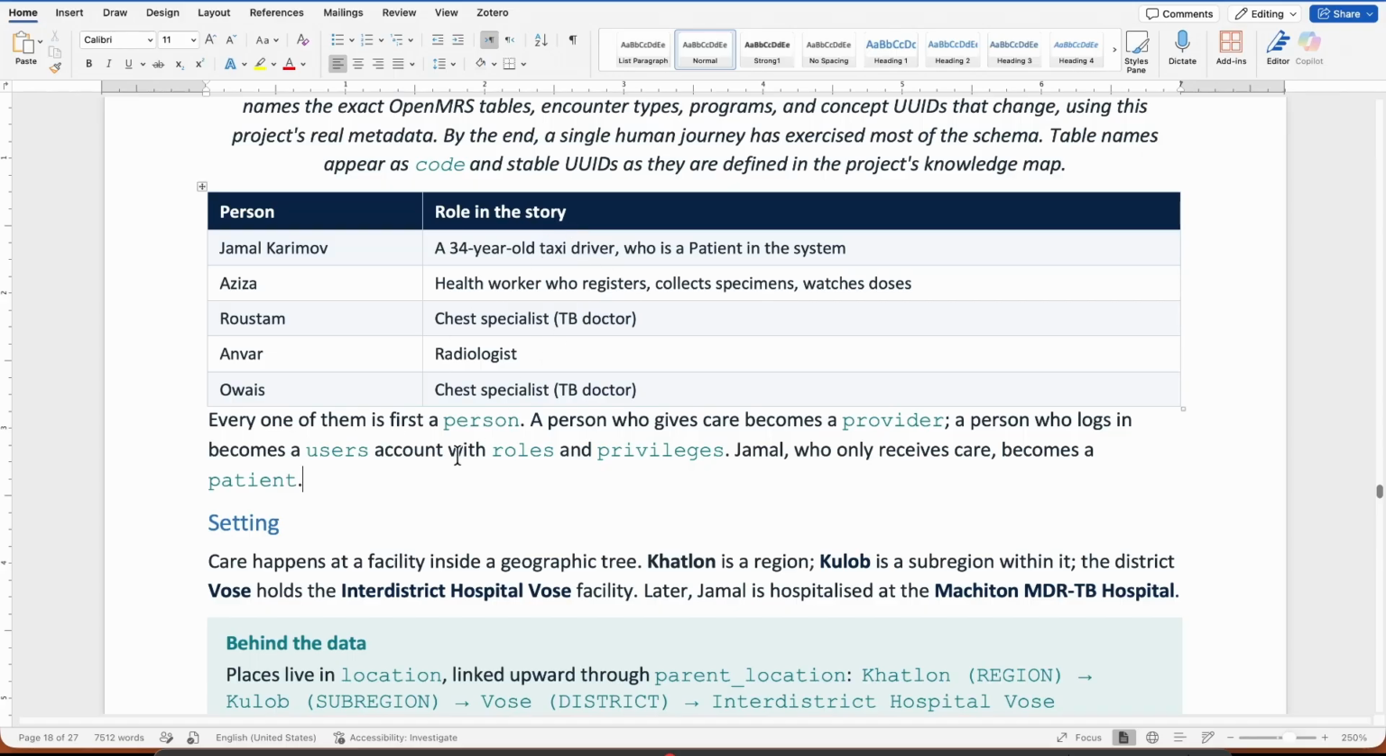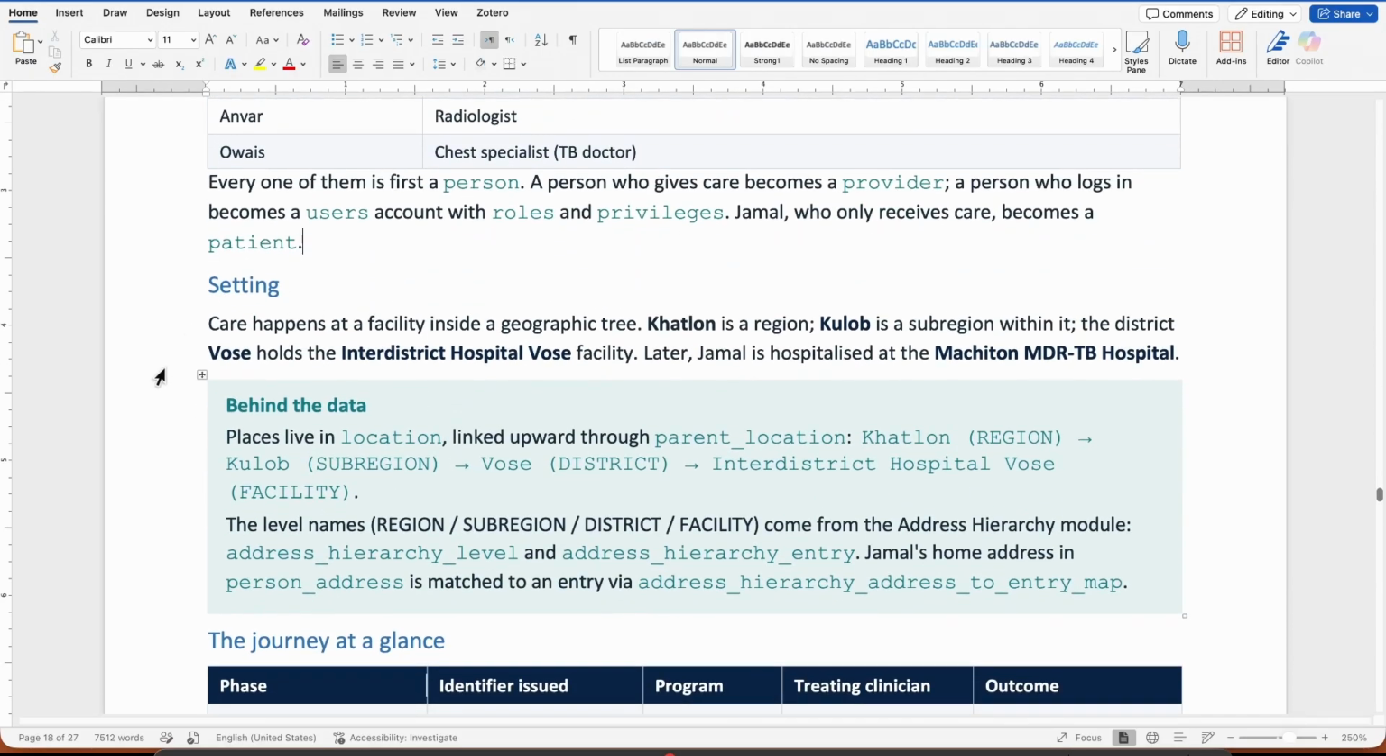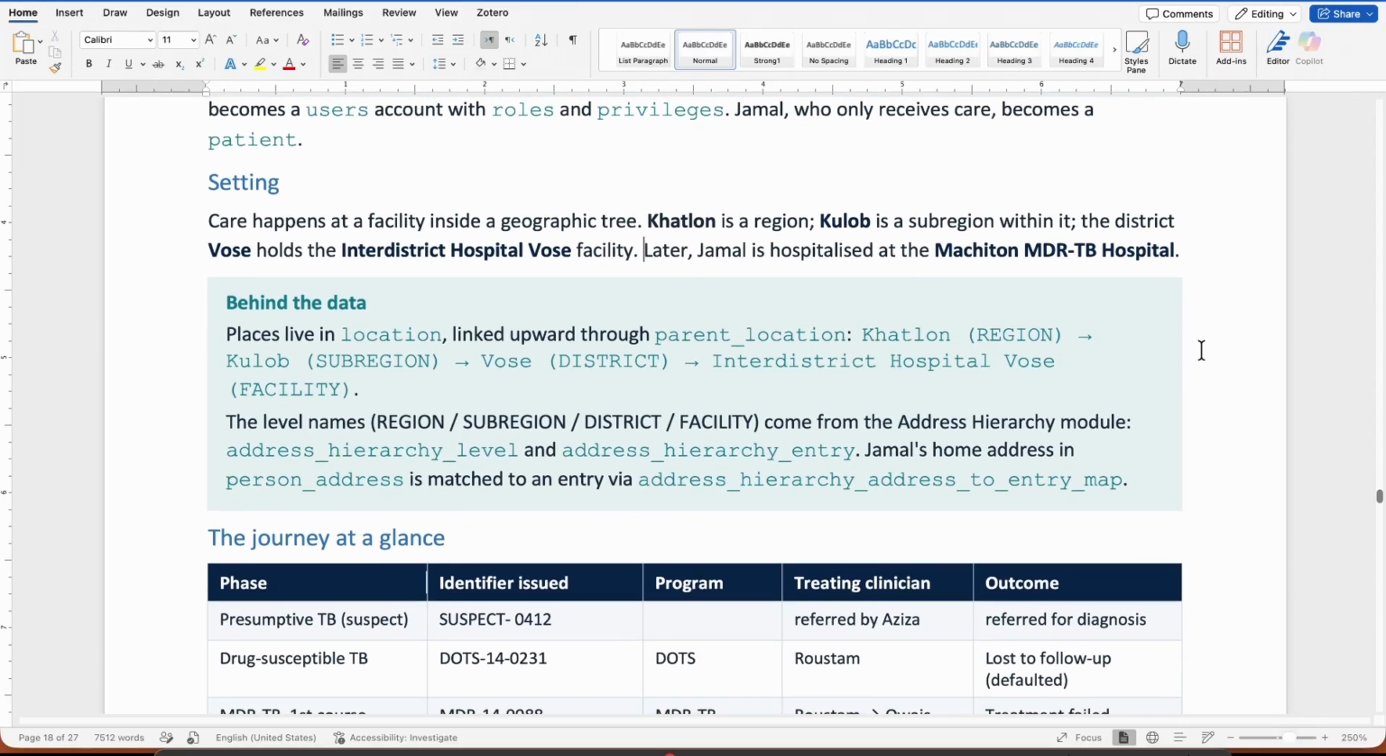These people are providers. They are users. They have roles. They have privileges. The same thing we went through. Then there's the setting. Geographically, Khatlon is a region. Kolob is a sub-region within it, and a district, Vos, in Kolob has a hospital called Inter-District Hospital Vos. This is a facility where Jamal is going to be treated. Initially, Jamal gets treatment as an outpatient, but later he gets hospitalized, moved into Mashiton MDR-TB hospital.